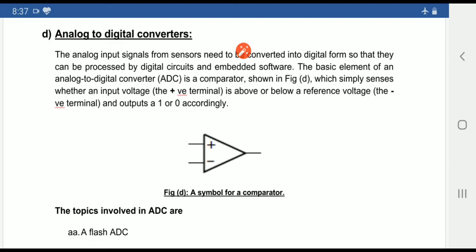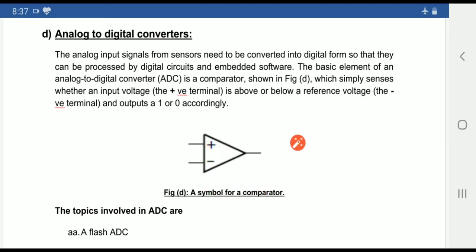Here the main component, or the basic element, used for the conversion is a comparator. As shown in this symbol, it has 3 terminals: 2 input terminals and 1 output terminal. The positive is the non-inverting terminal, the negative is the inverting terminal, and then the output terminal. The input signal V in, which is to be converted, is connected to the non-inverting terminal, whereas the reference voltage is connected to the inverting terminal.